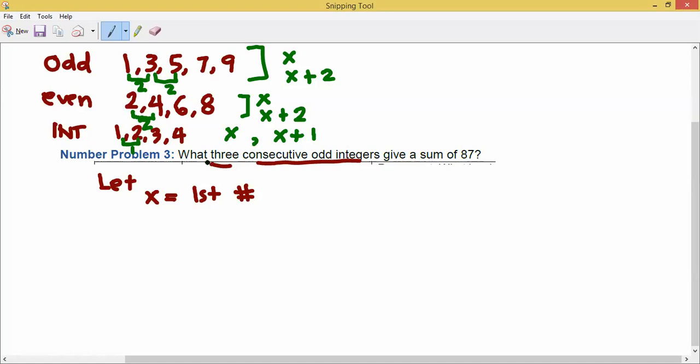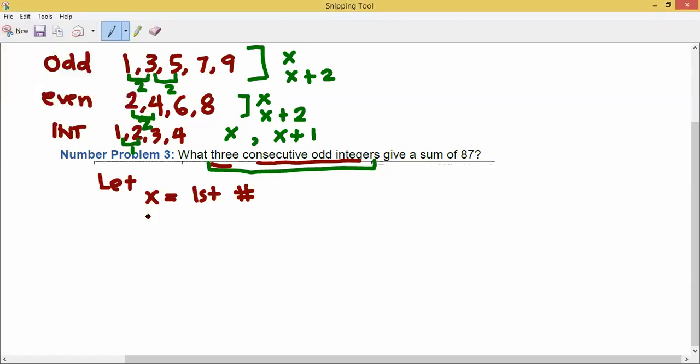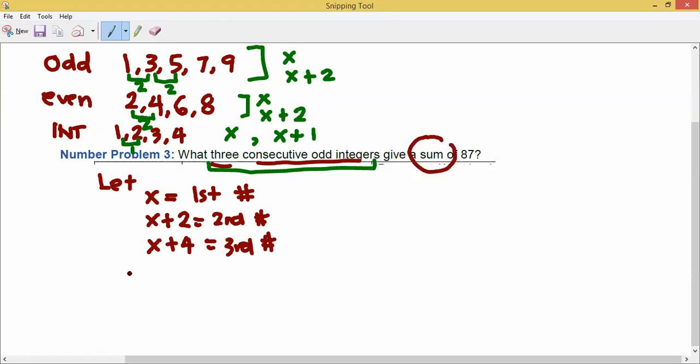Now, let's have this. 3 consecutive odd integers. So if the first one is x and the gap for odd is 2, the second one is x plus 2. That's our second number. And our third number is x plus 4. That's the third number. You see, the gap is 2. Next, what do we do? The sum. So we will add them.